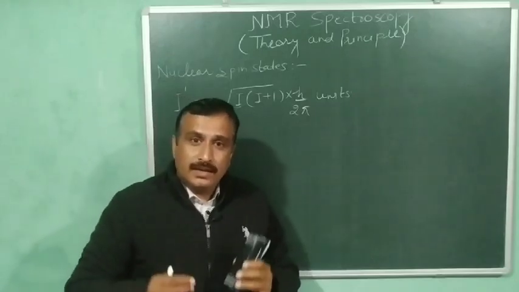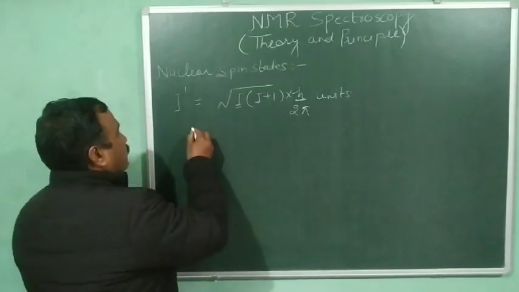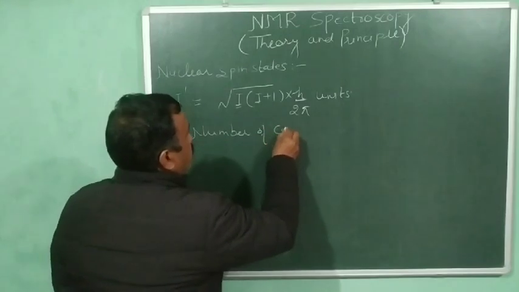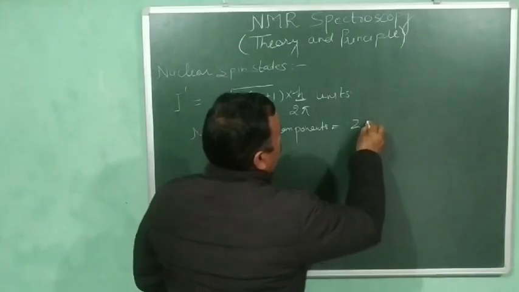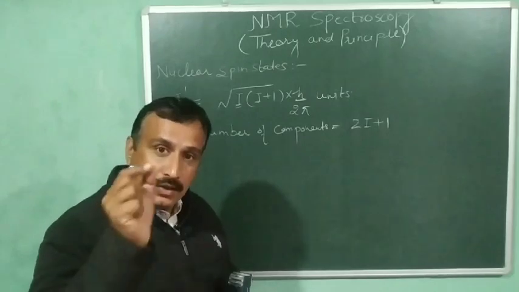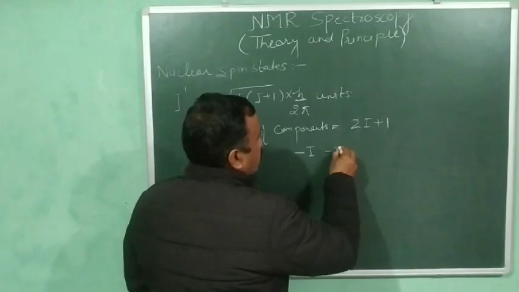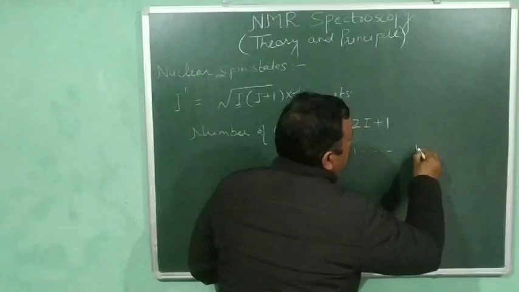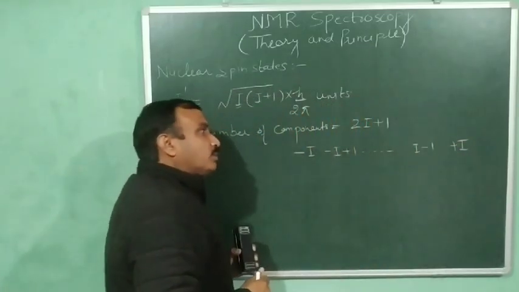And the number of components will be equal to 2I plus 1, where I is the nuclear spin quantum number, and the components will be minus I, then minus I plus 1, and so on, then I minus 1, and the last component will be equal to plus I.